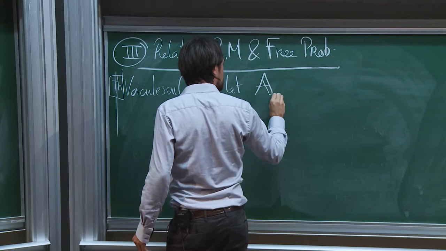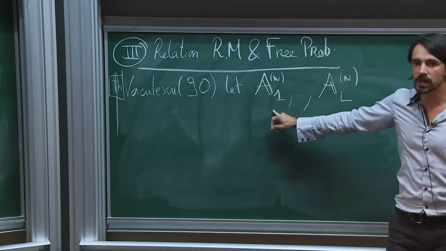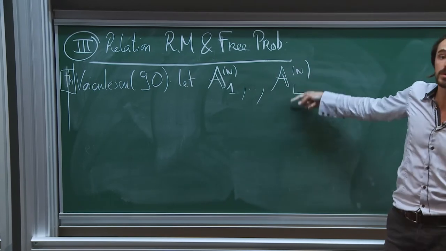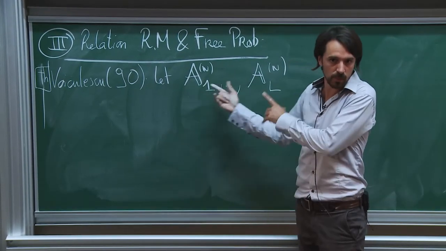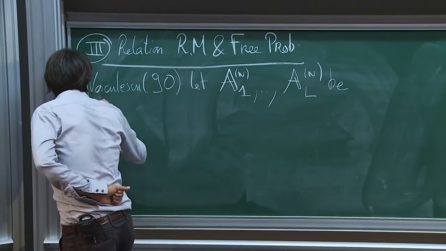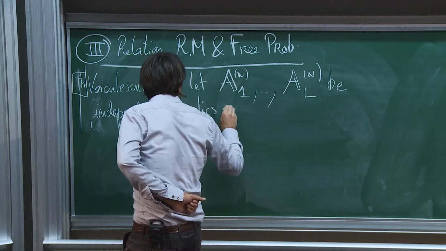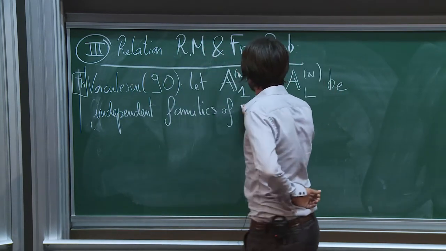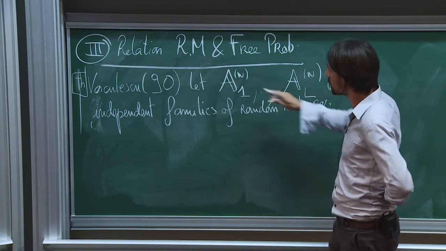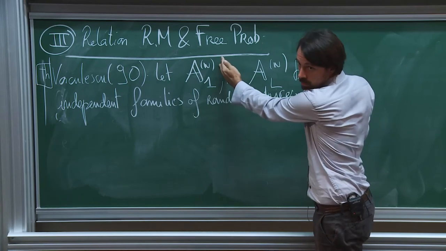I consider several families of random matrices. Each of these symbols is a bold symbol, so it denotes a family of matrices. Here I have a family of matrices, here I have another family of matrices, and I don't care about the way they are indexed. So let A1, A2, ..., AL be independent families. The first family has a collection of matrices. Maybe they are dependent, but this one is independent from the other ones, and so on.